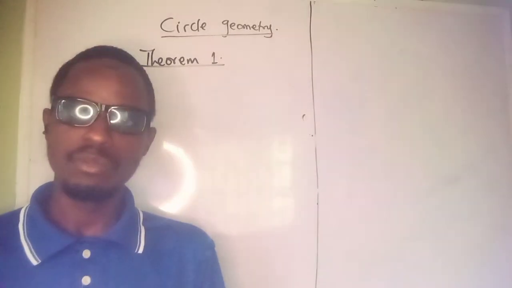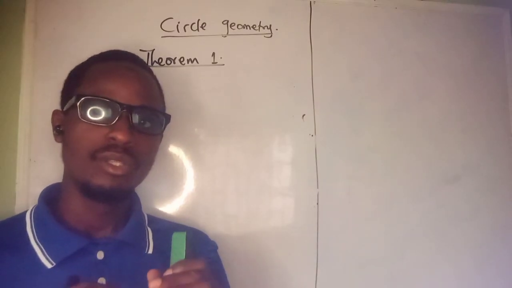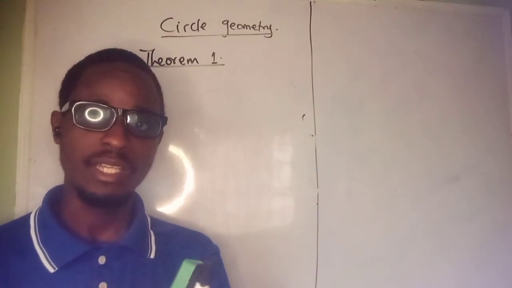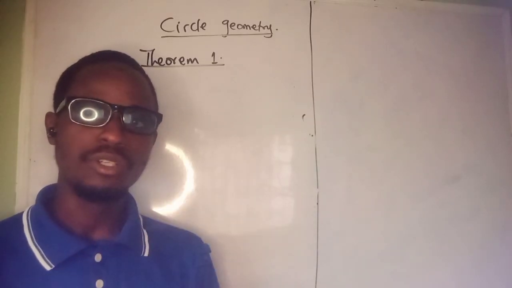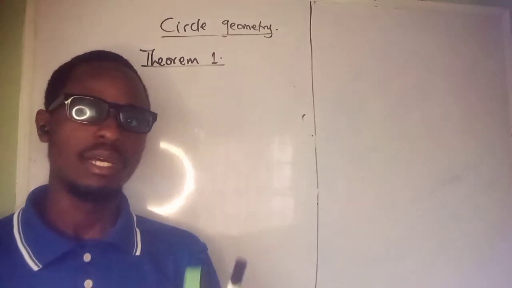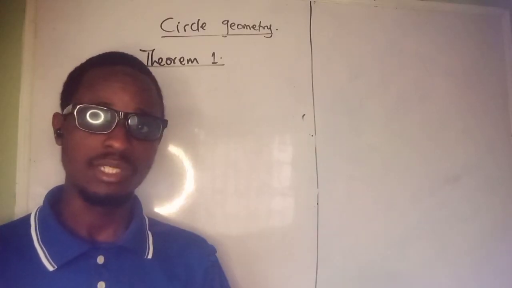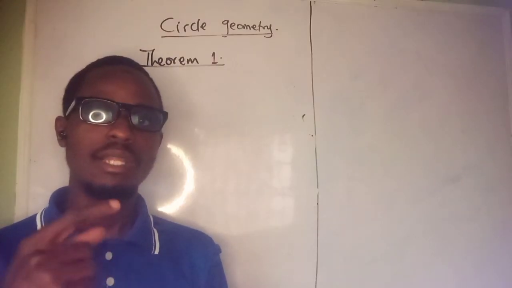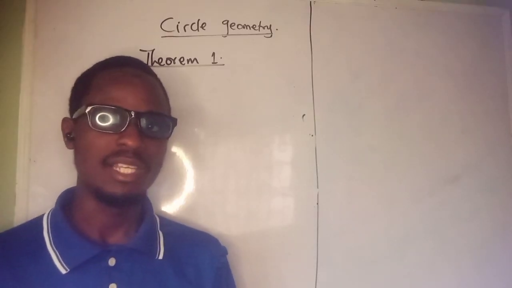So now this theorem says that a line drawn from the center of a circle to bisect a chord which is not a diameter, and the word bisect means dividing the chord into 2 equal parts or 2 equal lengths. A diameter actually passes through the center itself and divides the circle into 2 equal parts. Meanwhile, every other chord does not pass through the center. So the line drawn from the center of a circle to bisect a chord which is not a diameter is at right angle to the chord.